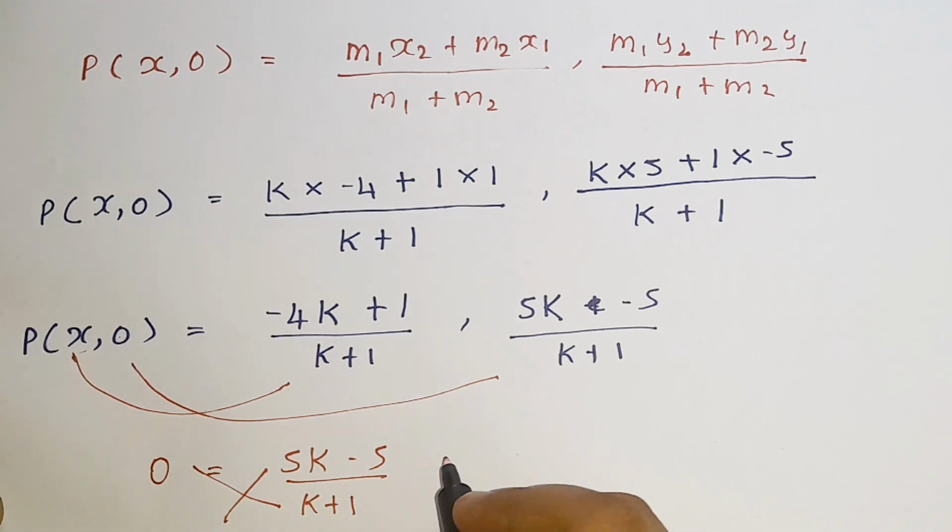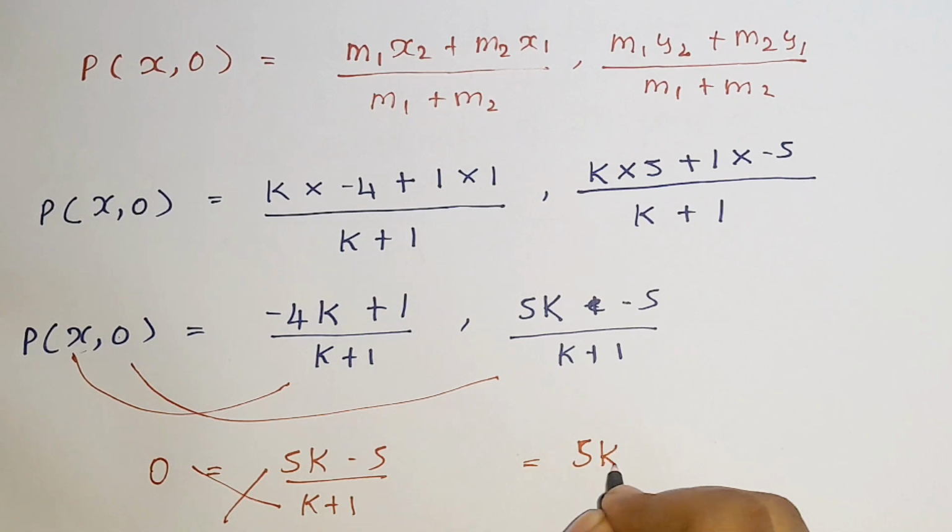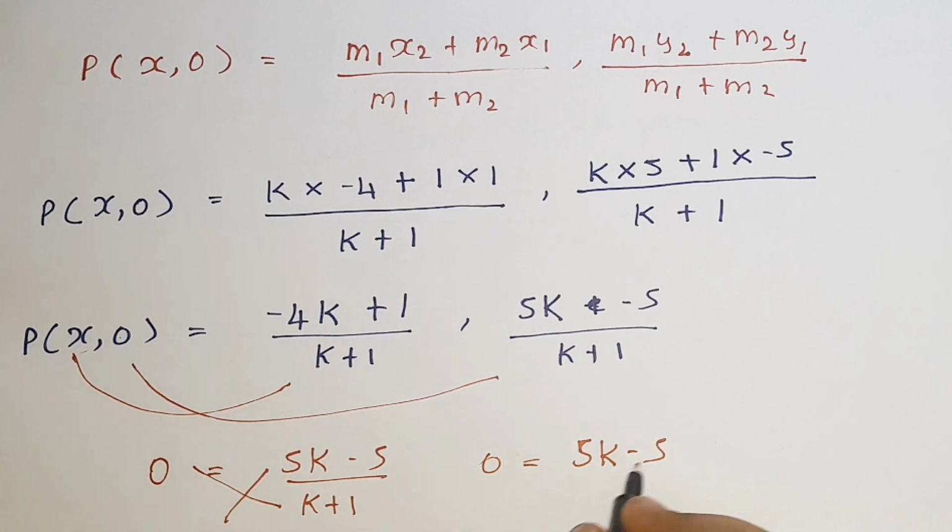Since it is 0, I am going to write 0 is equal to 5k minus 5, isn't it? So now I am going to get this minus 5 to this side. When I get it to this side, it changes into plus 5, so 5 is equal to 5k. Now we can get this 5 to this side, and it changes into division. So now we can cancel it, and when I cancel it, I'll get 1. So k is equal to 1, isn't it?